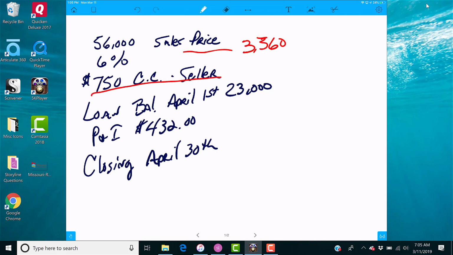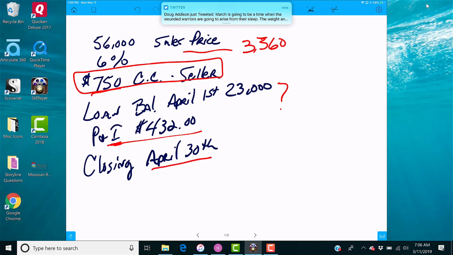We know the $750 in closing costs to the seller. Now we just have to figure out this interest. Remember that interest is always paid in arrears. It's like a hotel. You check in, and even though you give them your credit card, they're not going to charge you or bill you for the room until you check out. So, this interest on the loan's always paid in arrears. Well, there's a couple of interesting things here. It's closing on the April 30th, so we've just got to figure out how much interest will the seller need to pay on the day of closing.